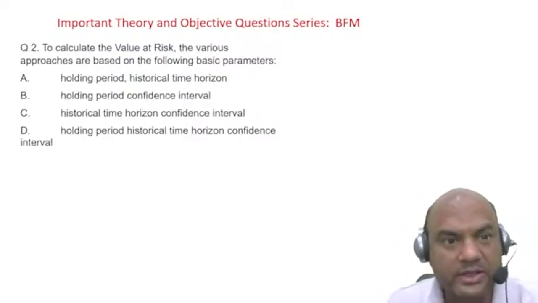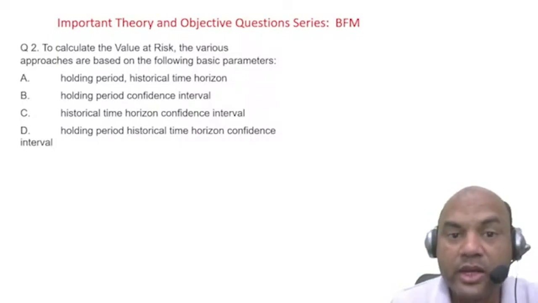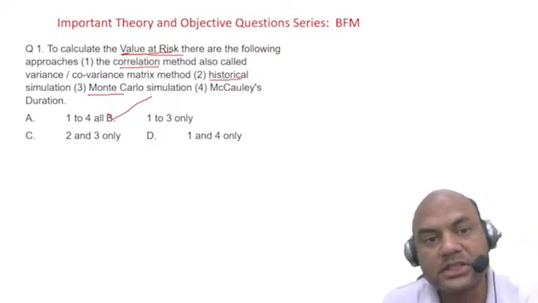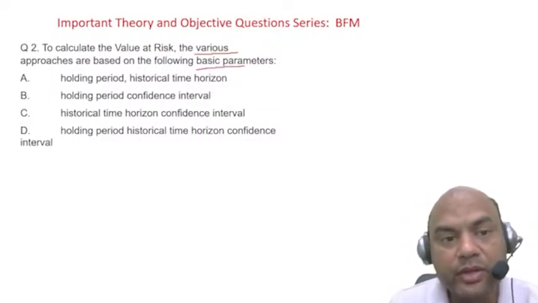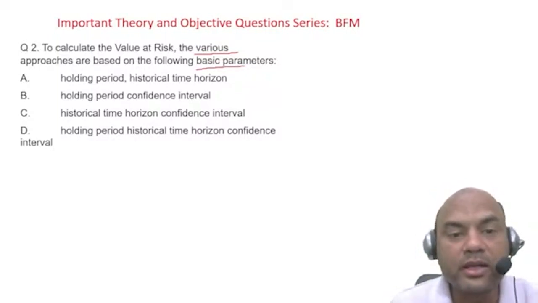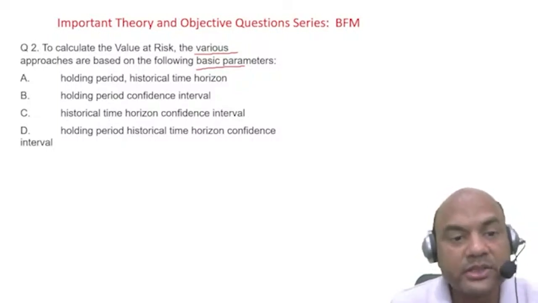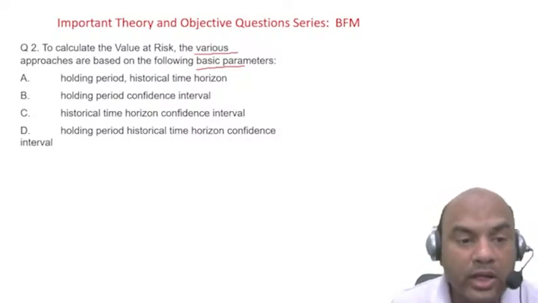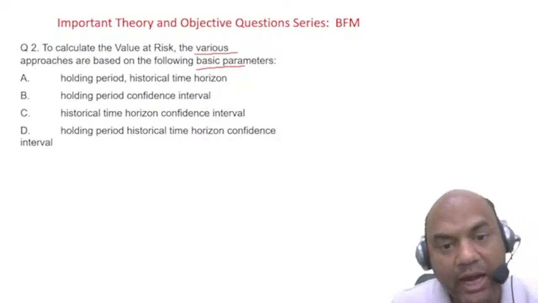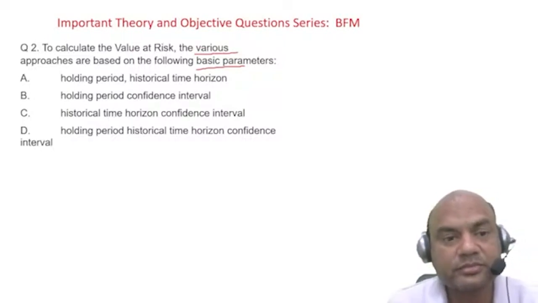To calculate the value at risk, the various approaches are based on the following parameters. Now look at this. Various approaches means what? These are the approaches: correlation, historical, and Monte Carlo. But what are the parameters? Holding period, historical time zone, time horizon, and confidence interval. So all of them. Which of them is the answer?